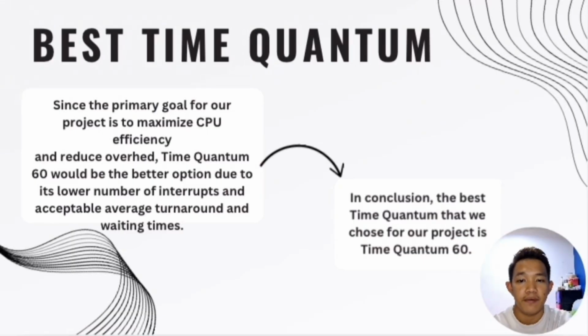Since the primary goal for our project is to maximize CPU efficiency and to reduce overhead, time quantum 60 will be a better option due to its lower number of interrupts and acceptable average turnaround and waiting times. In conclusion, the best time quantum that we choose for our project is time quantum 60.